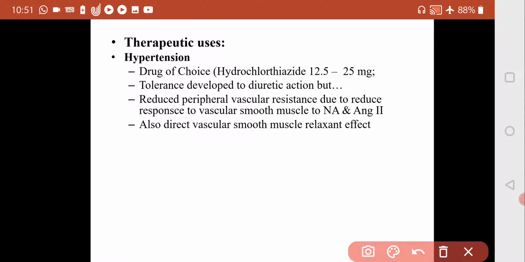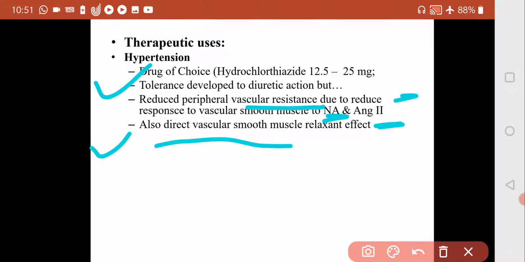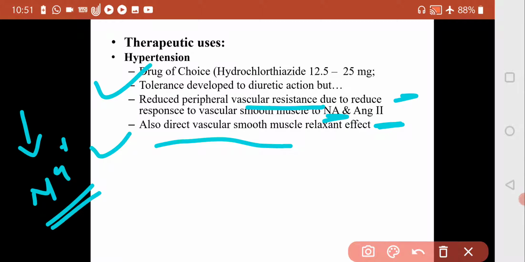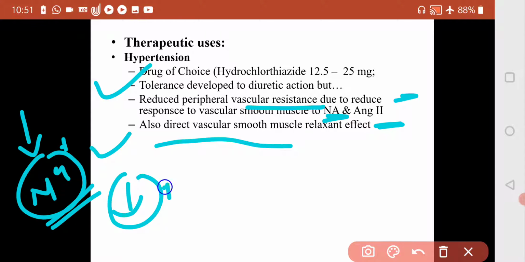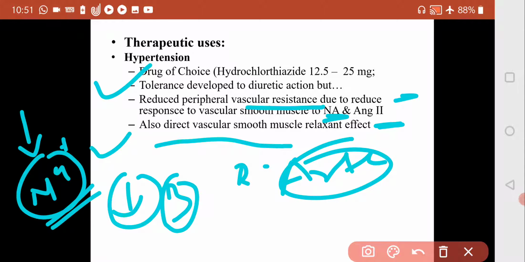So there are two main effects, try to remember. It is a direct vascular smooth muscle relaxant effect with these thiazide diuretics, and it also decreases the peripheral vascular resistance due to the reduced response to noradrenaline and angiotensin 2. First there is an increase in the diuretic action, so there is a decrease in sodium, particularly. It decreases the sodium level in our body, in our cells, particularly renal tubular cells, and mostly in arterial and venous cells there is a decrease in the sodium level.